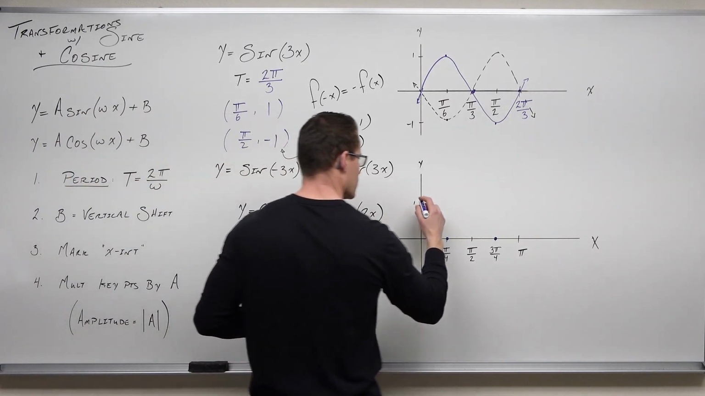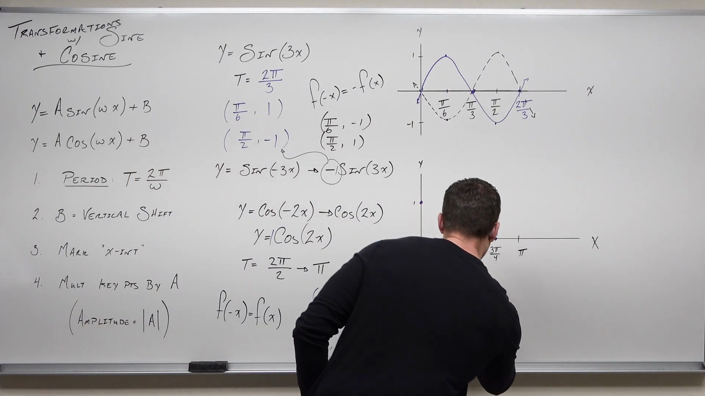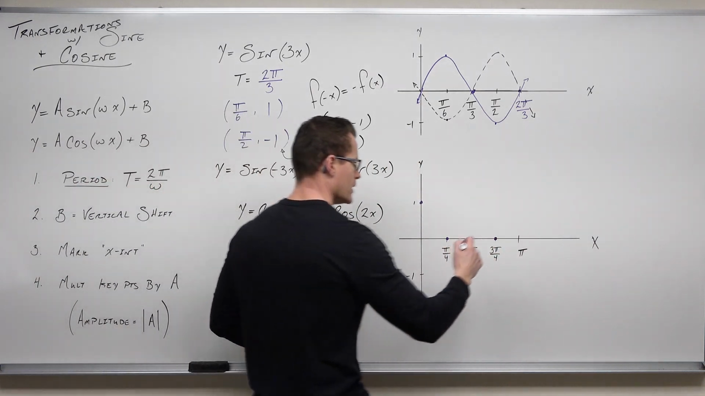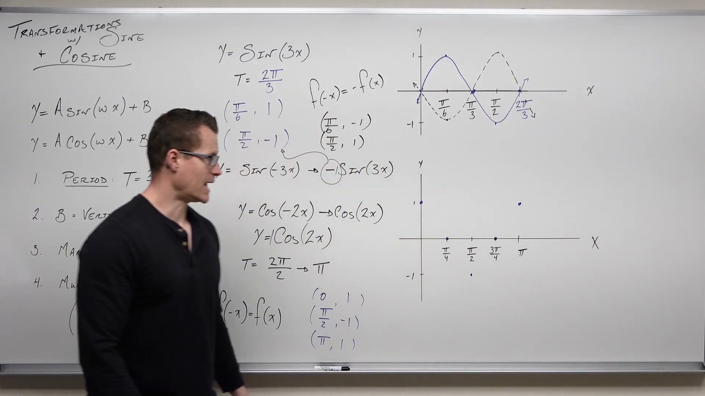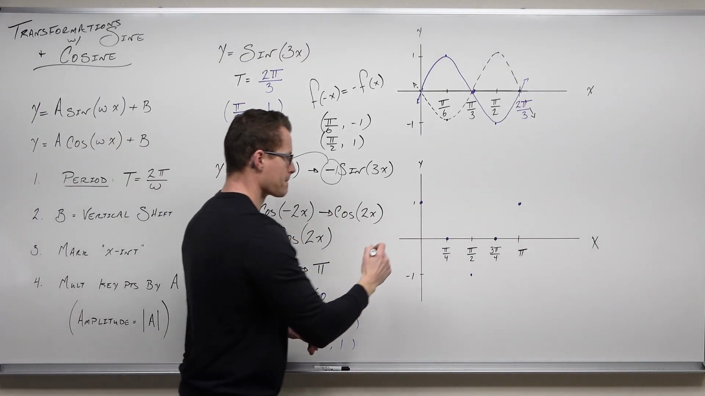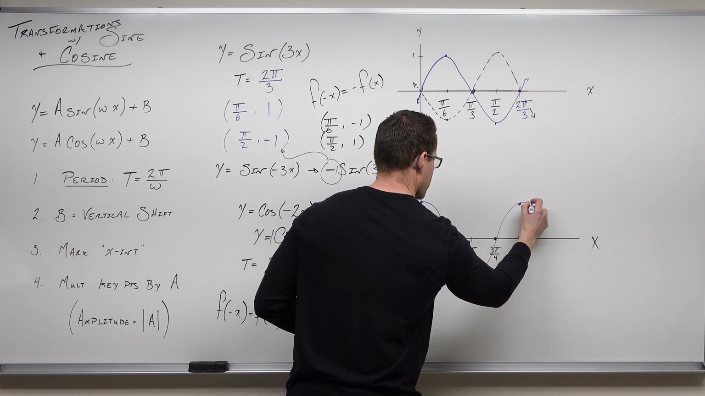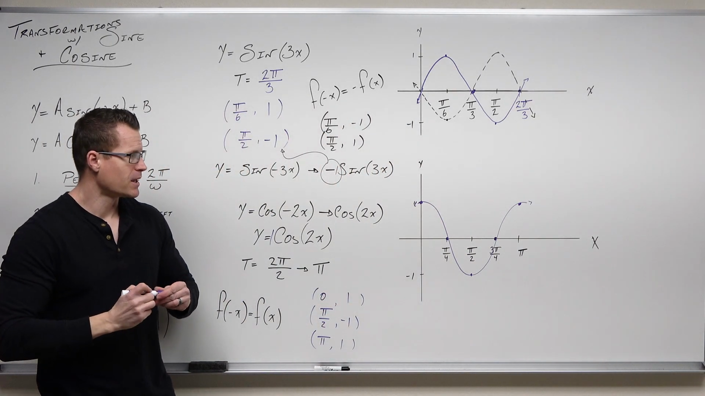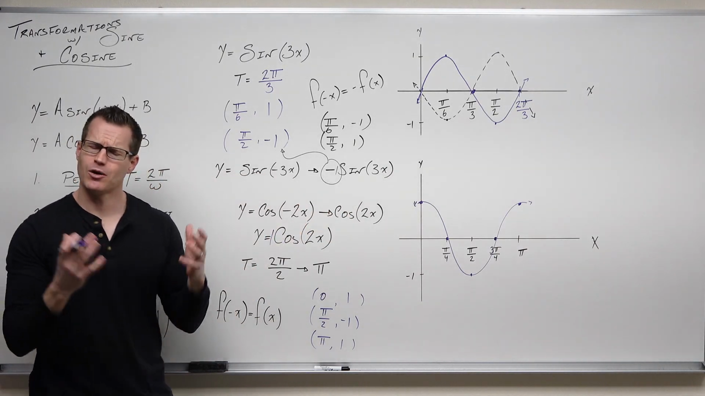So 0, 1. Pi over 2, -1. That's right in the center. And then pi, 1. That's at the end. And we get a cosine graph. This is just shortened this way. And so this would repeat with more frequency, is what we call that. So this would go faster and faster and faster, but can you see it's just a cosine function that's shrunk? I hope it's making sense.